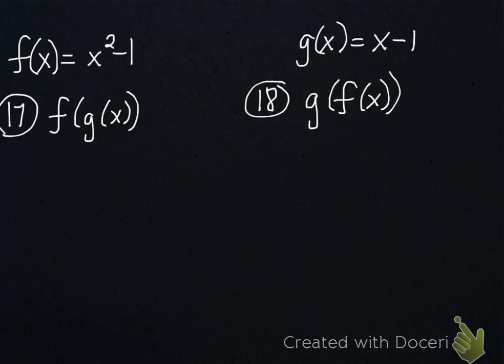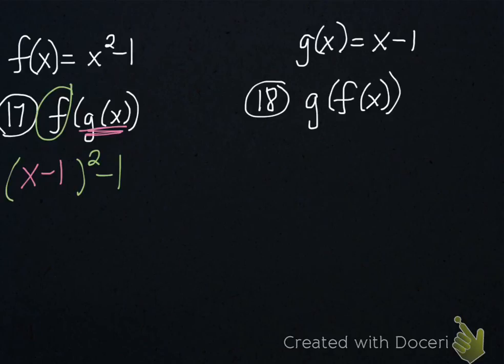Number 17. Now we're doing true composites. We're plugging one function into the other. So what function is on the outside? The f. So I'm going to write my f function and leave parentheses for the x. Now inside the parentheses, we have to plug in the g function, x minus 1. Why? Because g's on the inside.